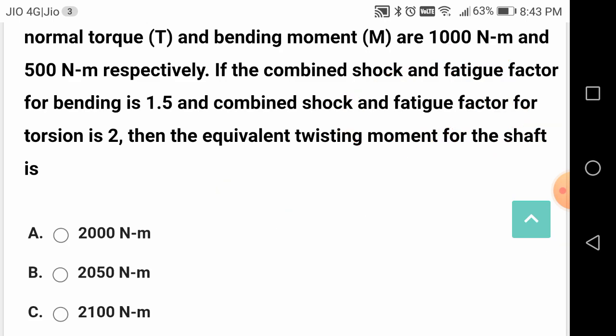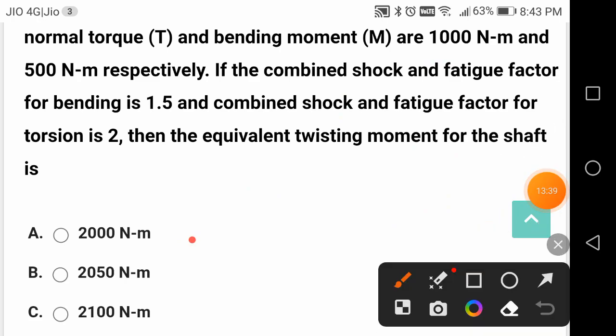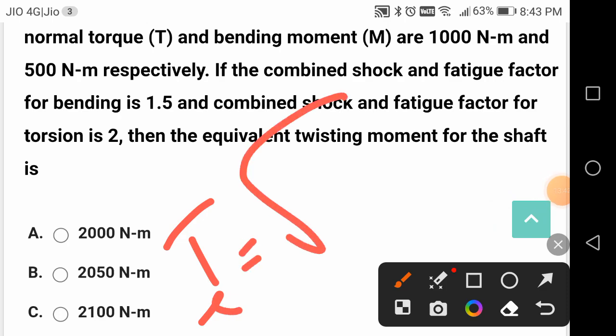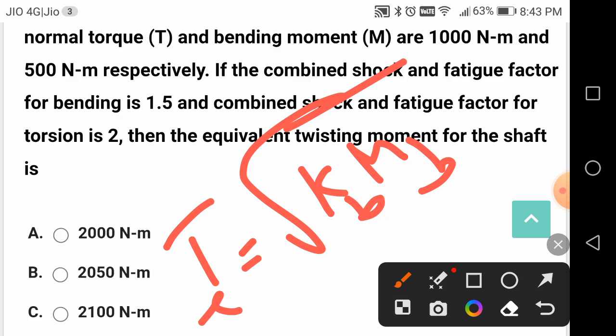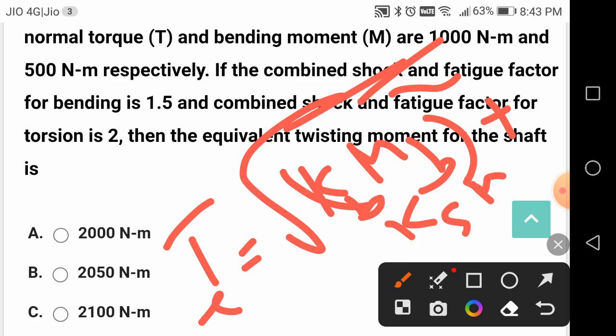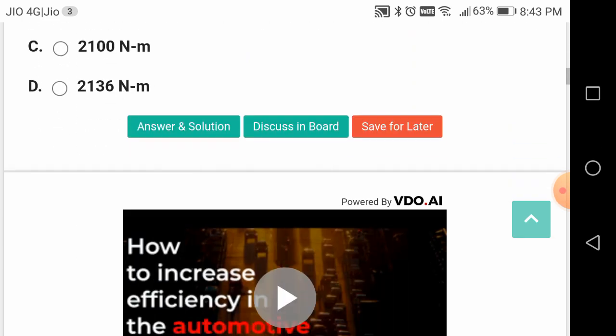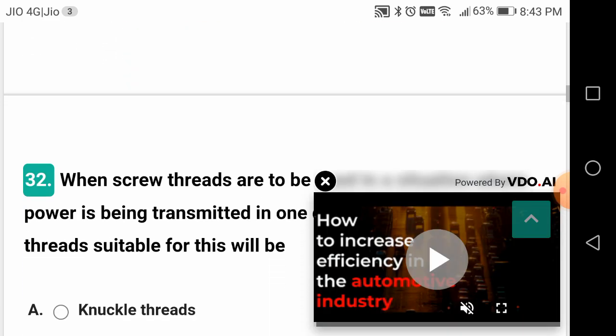Okay, 1.5, Ks and Kb. The equivalent torque is equal to the square root of (Kb Mb) whole square plus (Ks Mt) whole square, like that. You can substitute and get the answer, okay.